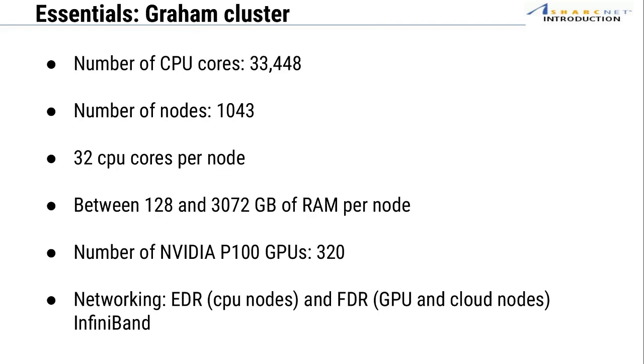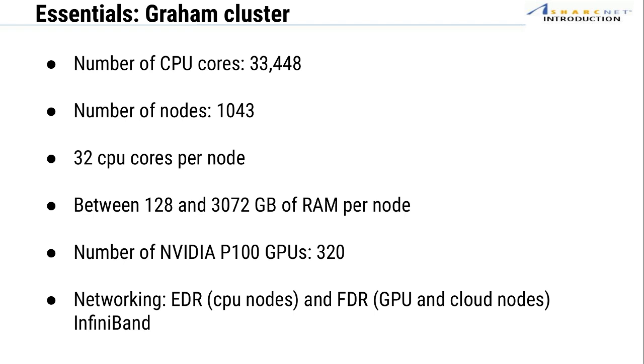More specifically about the national system managed by SharkNet, which is called Graham. So here are some details. It has currently slightly more than 33,000 CPU cores. We plan to expand in a short while, so we'll be adding more CPU cores. Currently we have around 1,000 nodes. These are individual computers, and typically you have 32 CPU cores per node.